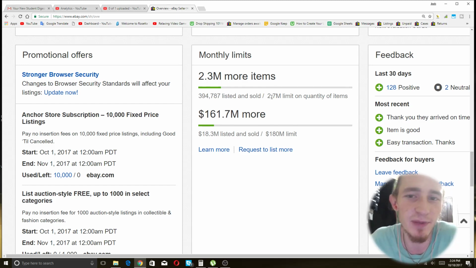I would get rejected because these two bars here need to be in the red. They need to be almost filled, and then you can get an increase. And I could just fill them by setting my default quantity to something like 100 or 1,000, right? It's very doable. And I used to think that changing the default quantity of a listing was kind of a workaround, and eBay would frown upon that, but they really don't care.